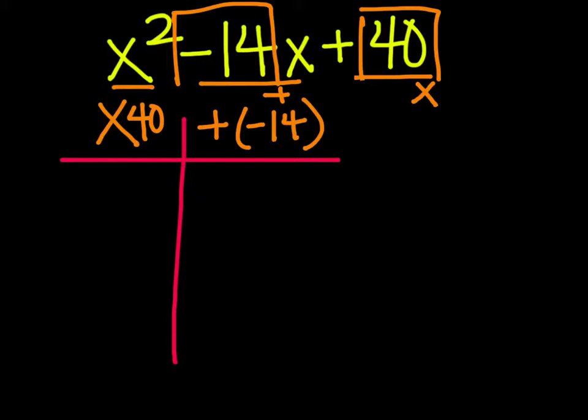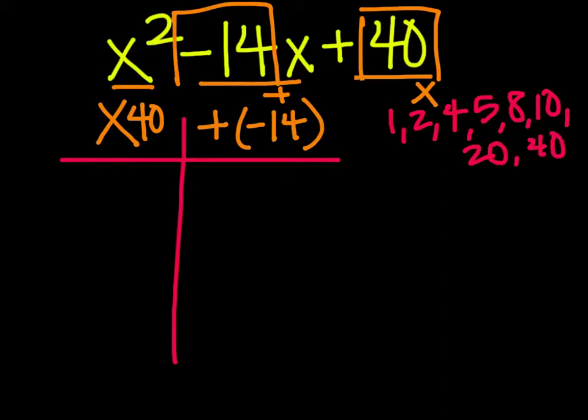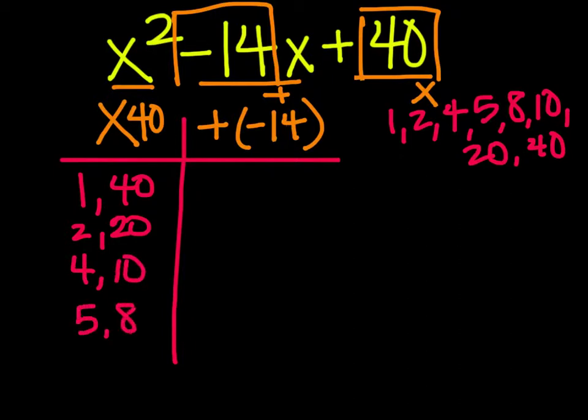So I would like you to think about numbers that are factors of 40. So we have 1, 2, 4, 5, 8, 10, 20, and 40. So let's write these down. 1 and 40 go together. 2 and 20 go together. 4 and 10 go together. And 5 and 8 go together.